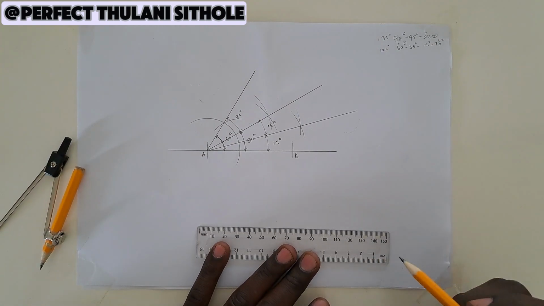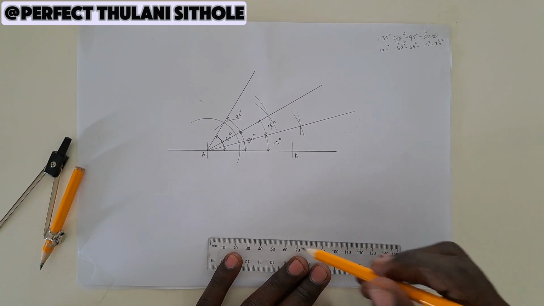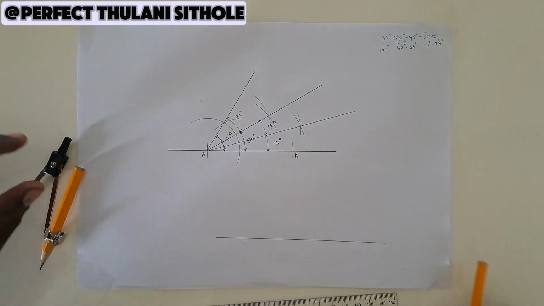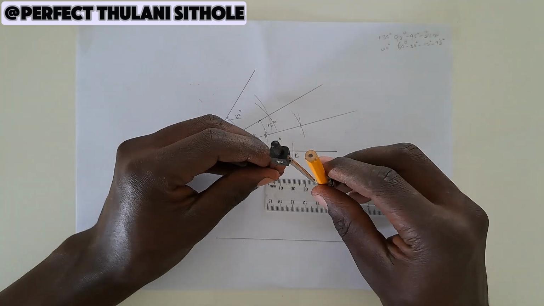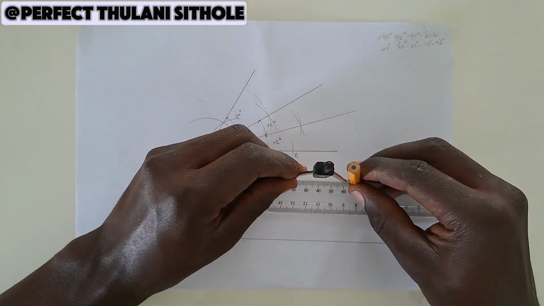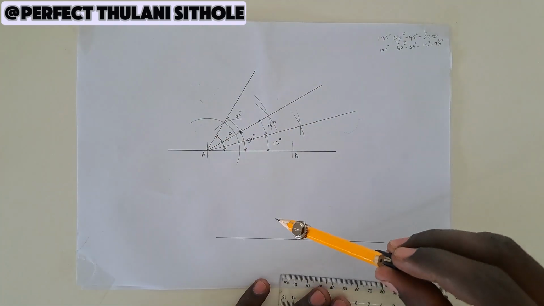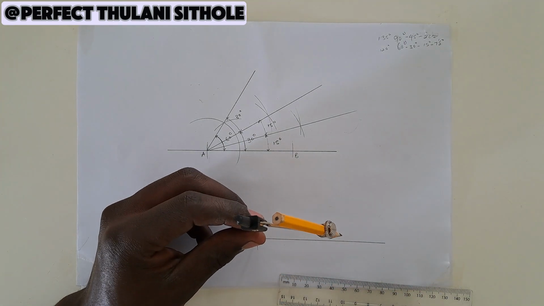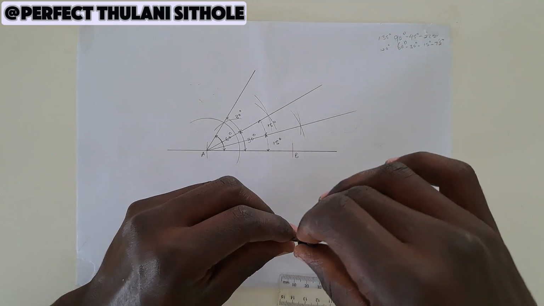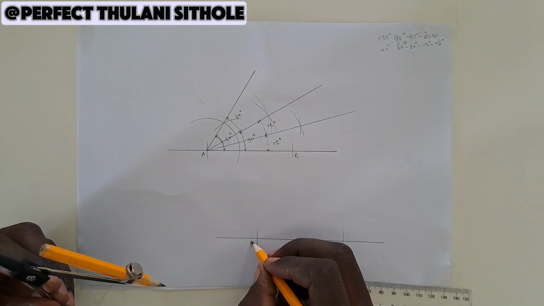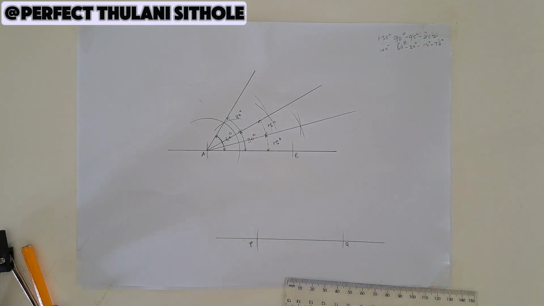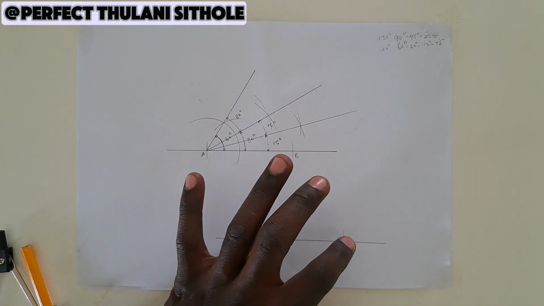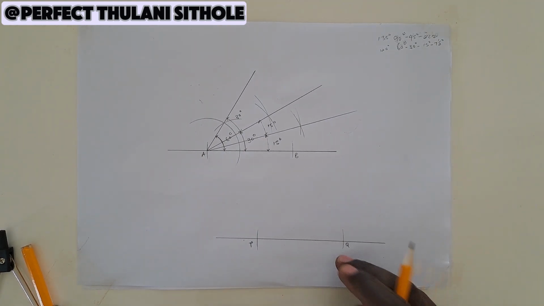So what you do, let us draw another line here, and it's 7 centimeters as well. And you label, let us name this line PQ. This is point P, this is point Q. So we want to construct 120 degrees at Q.